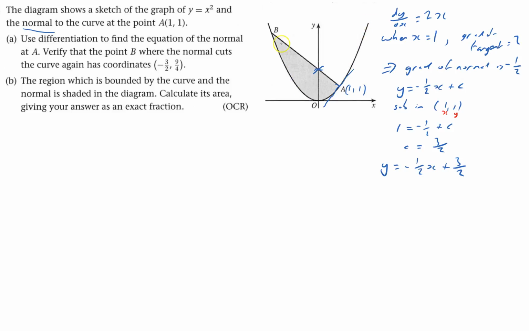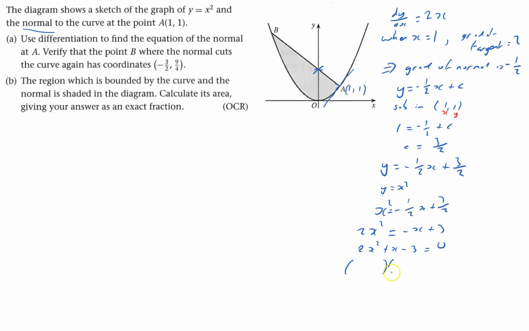So now I need to solve where the curve cuts the line. I've got this line and y equals x squared, so put them together: x squared equals minus a half x plus 3 over 2. Times everything through by 2, so 2x squared equals minus x plus 3, and get it all onto one side, so 2x squared plus x minus 3 equals 0.